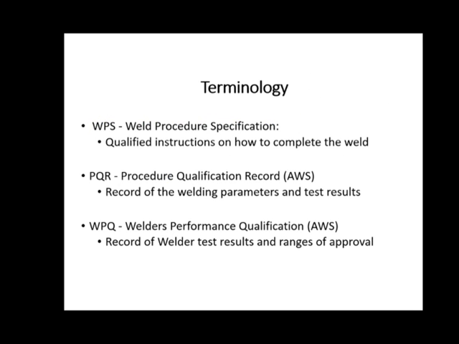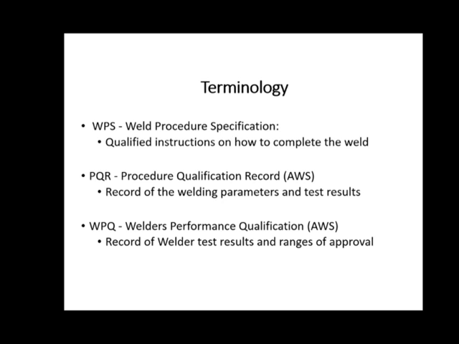Before we get into this, we need to understand the terminology. WPS is a welding procedure specification. It's qualified instructions on how to complete the weld. It is a recipe card that you give to the welder that tells him how to make the weld. It is how you bake the chocolate chip cookies. How many chocolate chips are required, how much sugar, butter, salt, whatever, how long you cook it for. Those are all things that are written on the WPS. They are the instructions that tell the welder how to complete the weld.